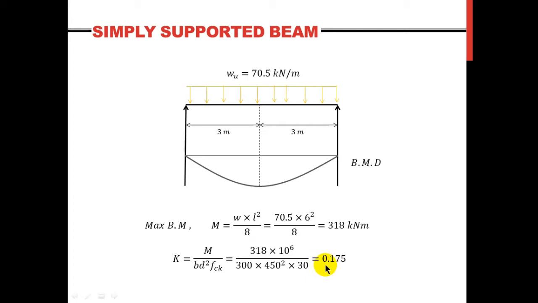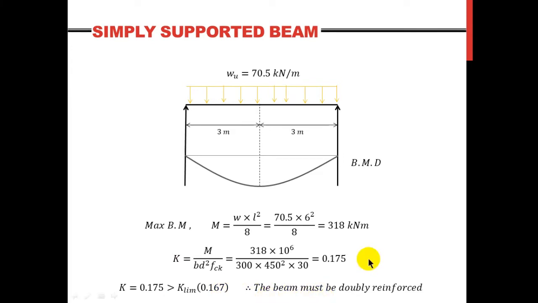Now it comes out to be 0.175. We check it with the limit. Now the limit is given by the code to be 0.167. The K that we have determined is larger than the limit. That tells me that the beam has to be doubly reinforced.